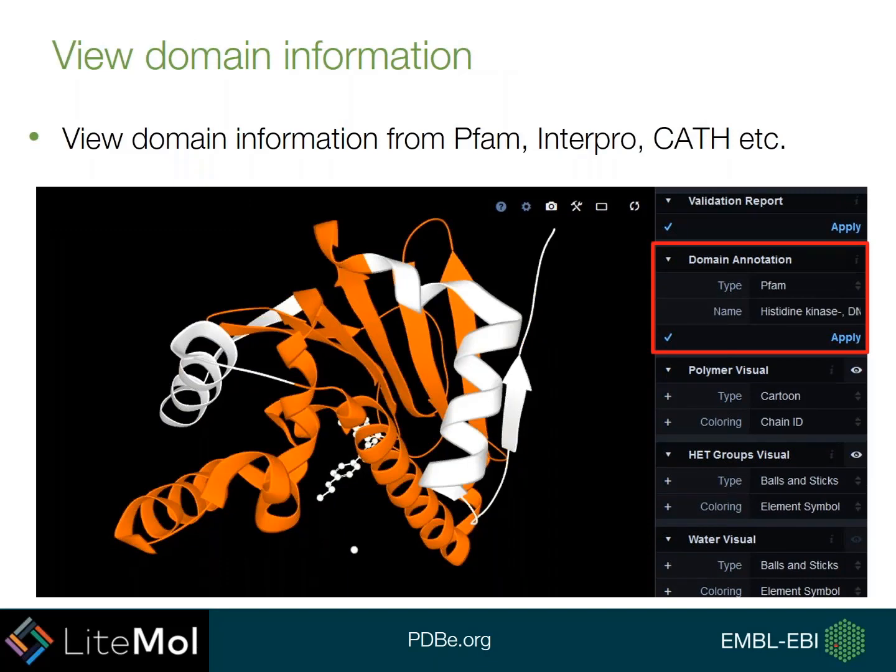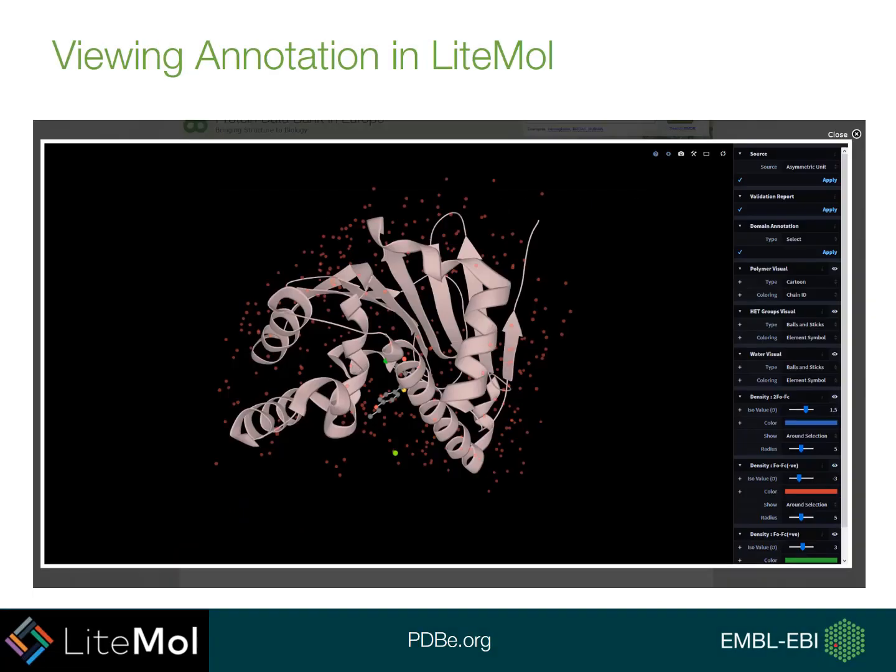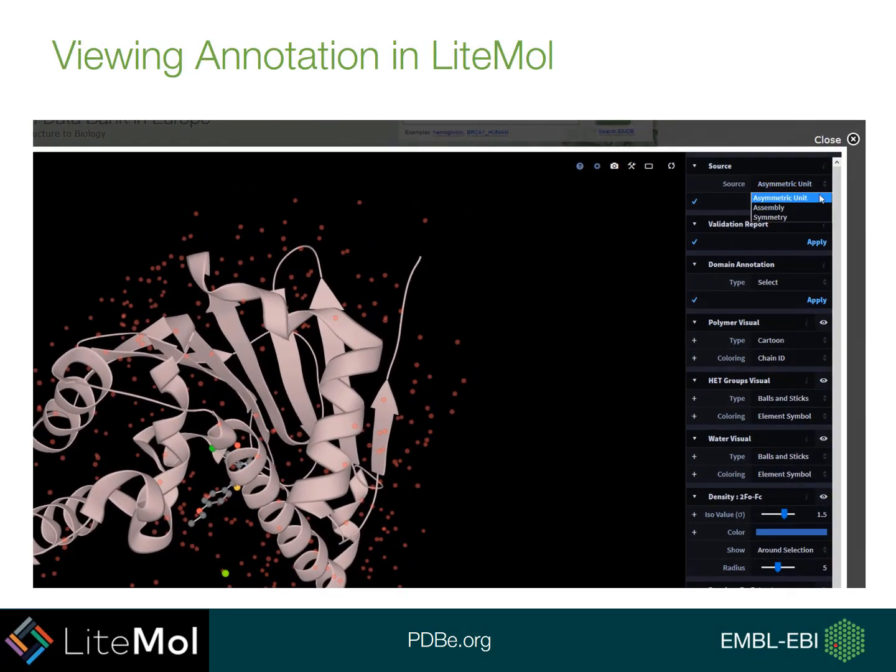Another thing you can show within LiteMol is domain annotation. We get this from databases such as Pfam, InterPro, CATH and SCOP, and you can select specific domains within this entry and apply them. These will be highlighted in orange in the structure, so you can get a clear idea of where these exist. Here's a quick video showing you how you can view some of these annotations.